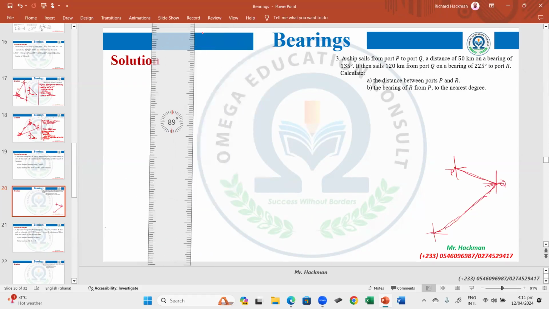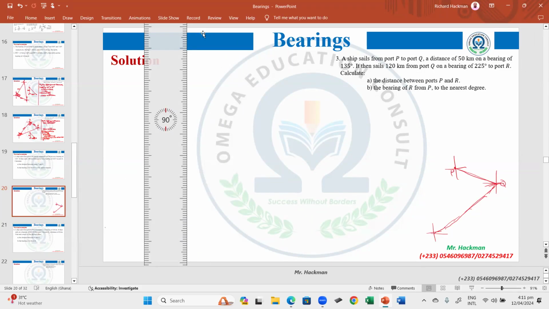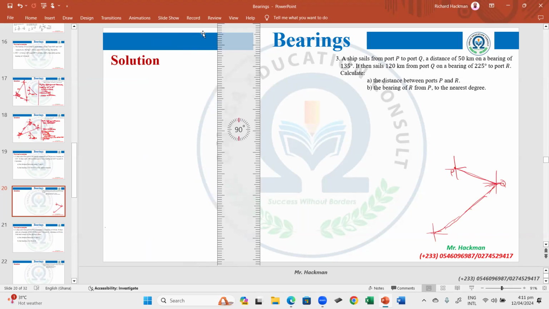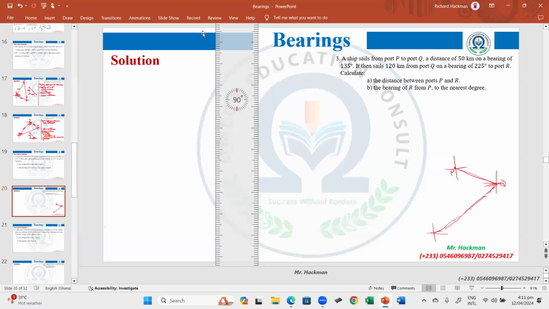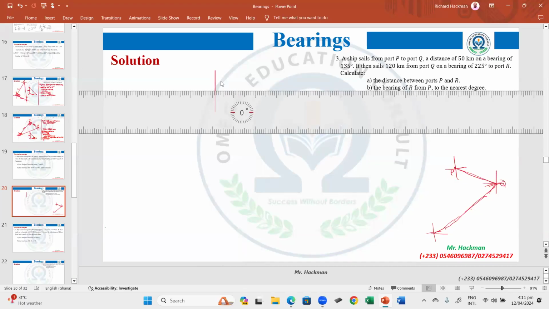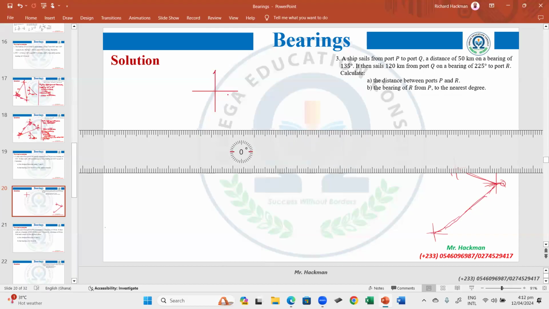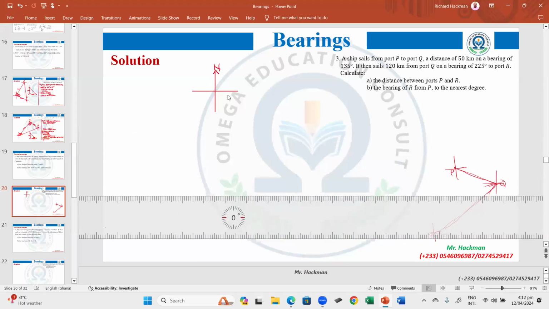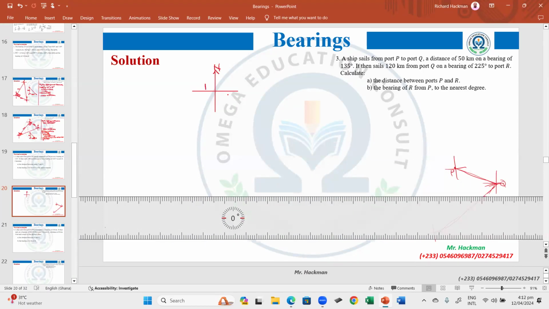So I go and fix my port P. Let me fix it somewhere here by the nature of the diagram, my rough work. P, my 4 lines for the north-south, and this east-west will divide the 4 lines into 2 halves. In this case, I have my true north here, and the point that I have there, my reference point, is P. So I'm going to write P here.